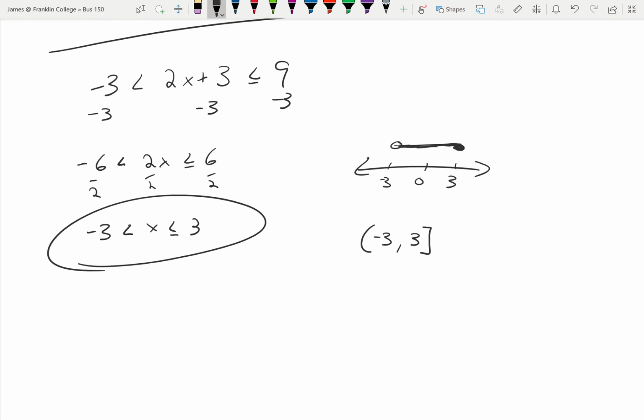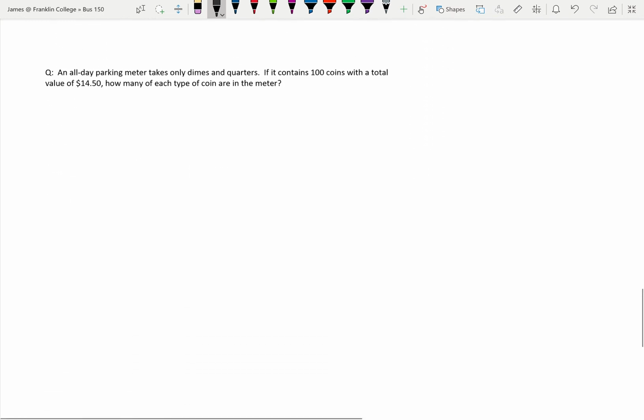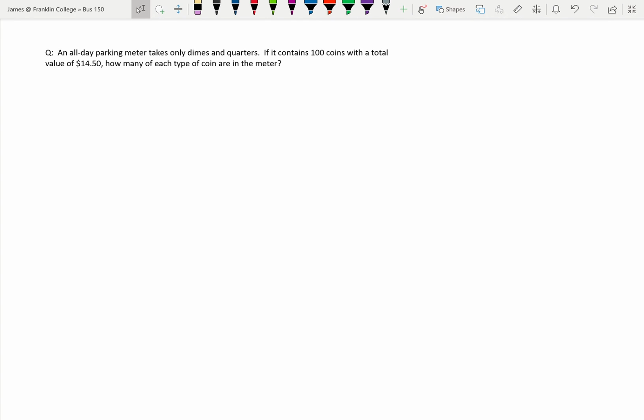Alright, let's deal with a common word problem that we might have. So let's look at this question. An all-day parking meter takes only dimes and quarters. If it contains 100 coins with a total value of $14.50, how many of each type of coin are there? So there's actually two bits of information here. We have 100 coins total. So I say D plus Q equals 100, where D represents the total number of dimes and Q represents the total number of quarters.